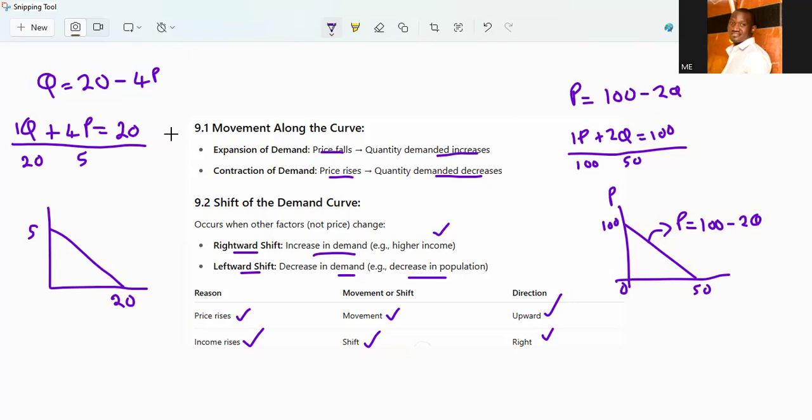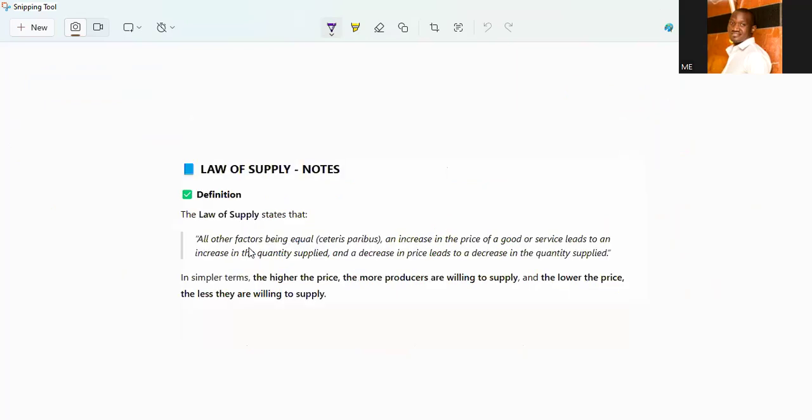So it looks like this. The law of supply simply states, as I quote, all other things or factors being held equal, we use the Latin term ceteris paribus, an increase in the price of a good or service will lead to an increase in the quantity supplied, and a decrease in price will lead to a decrease in quantity supplied. So the supply curve looks something like this. P is equal to A plus BQ.